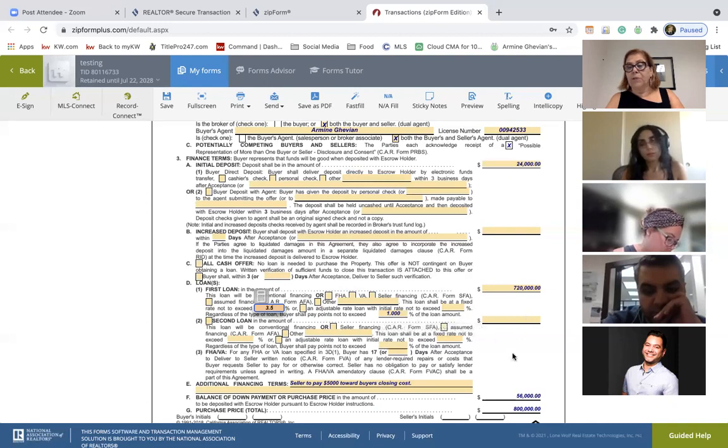Most of the time there is no loan, but if there is, you will explain to your buyer that lenders usually charge a point on the loan, and each point is 1% of the loan amount. So if it's an $800,000 or $720,000 loan, 1% is a $7,200 fee, which will be part of their closing costs. And you will have to ask the lender, is there a point that you're charging the buyer?